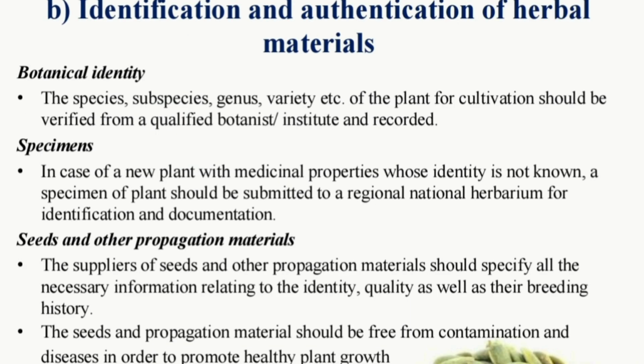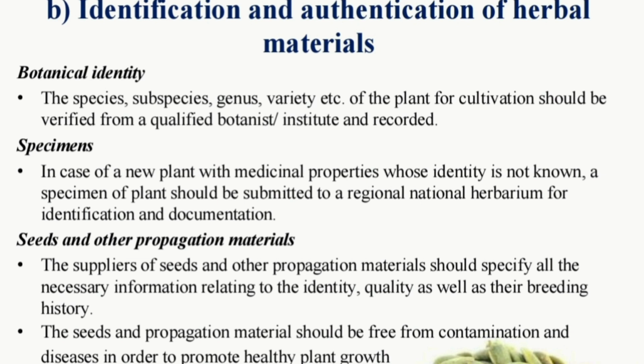Identification and authentication of the herbal materials. Botanical identity: the species, subspecies, genus, variety, etc. of the plant for cultivation should be verified by a qualified botanist or institute and recorded. Then specimens. In case of a new plant with medicinal properties whose identity is not known, a specimen of the plant should be submitted to a regional national herbarium for the identification and documentation.